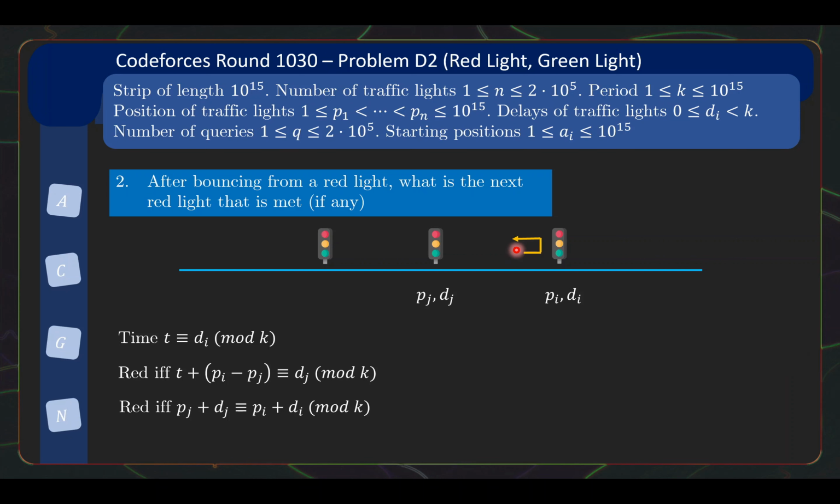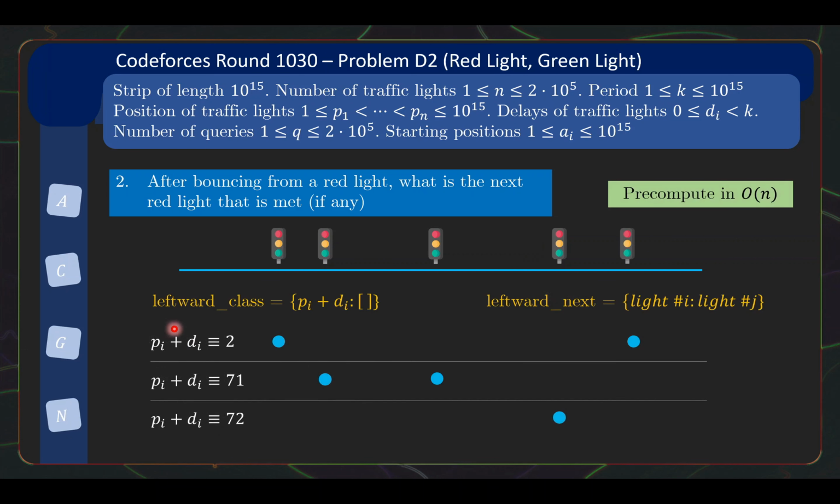So bouncing from the left, you can do a similar analysis. The time taken to the next traffic light will instead now be pi minus pj, because pi is larger than pj. So if you do the same analysis and rearrange the terms, you'll get the condition now is to look at the p plus d values. So I'm going to create a similar leftward class where the keys are p plus d values, and slot in the traffic lights that have that p plus d value.